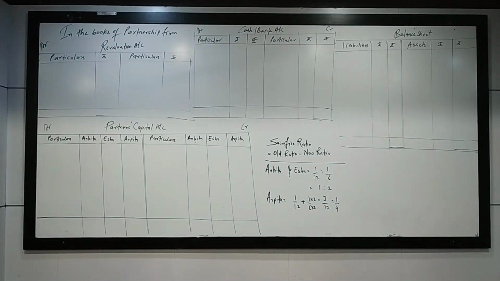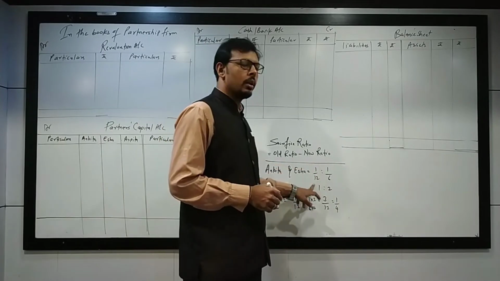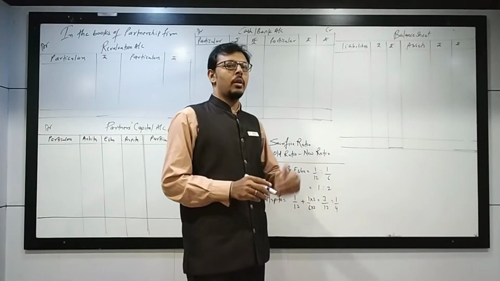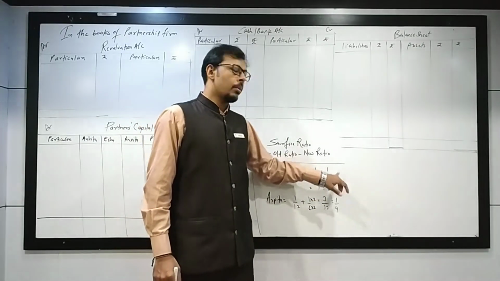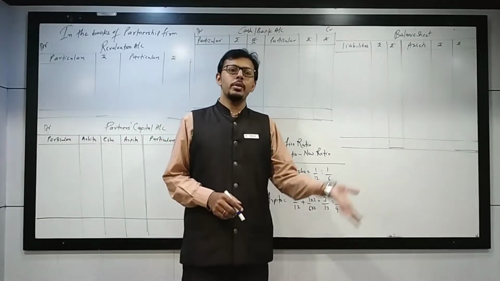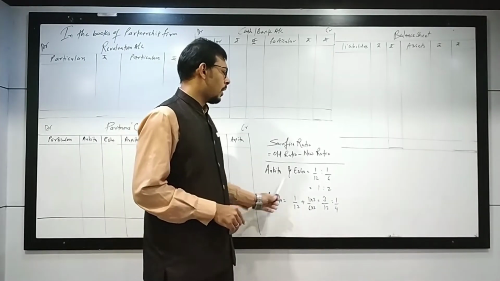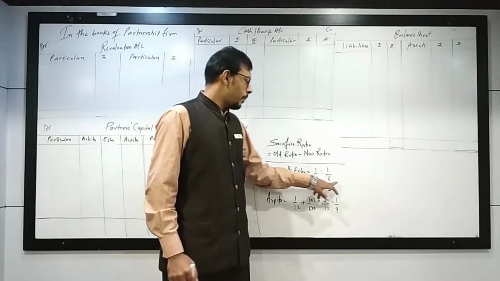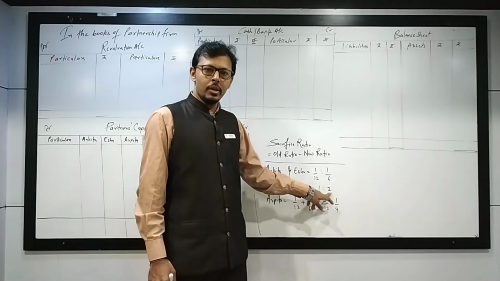Ankita sacrificed 1/12 from her share and Nisha sacrificed 1/6 from her share in favor of Arpita. Here the sacrifice is already given. Based on the formula, when the old ratio and new ratio are given, we have to find the sacrificing ratio, but here the sacrifice itself is already given. So making the base the same, multiplying by 2, we get 1:2 as the sacrificing ratio.